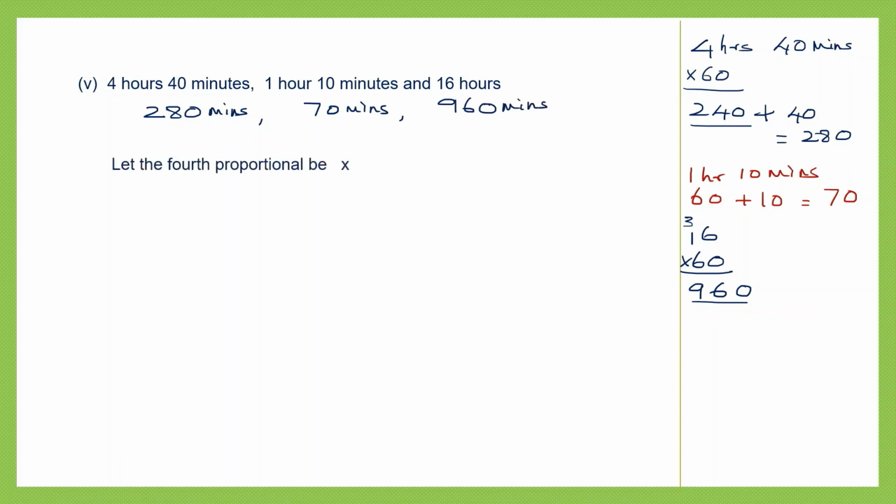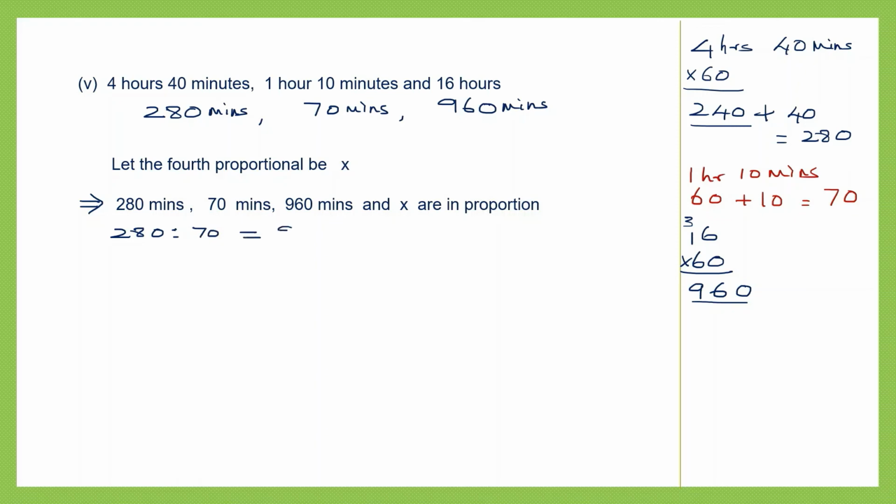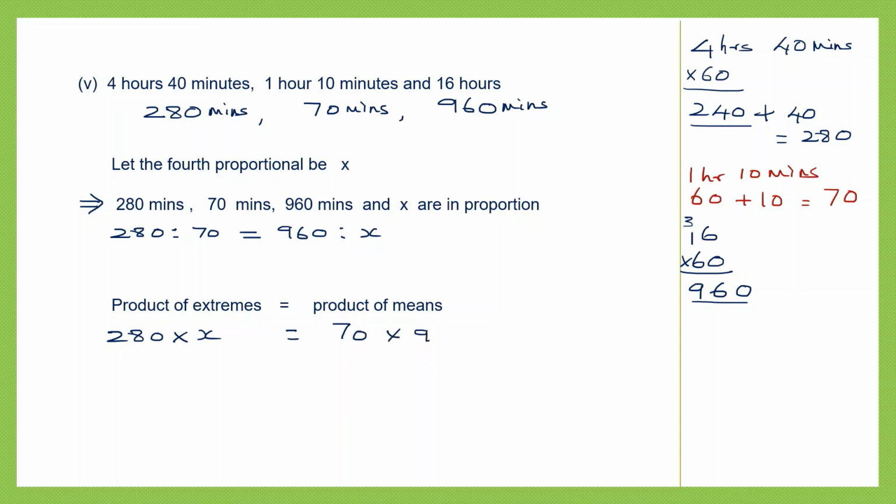Now let the fourth proportional be x. That implies that 280 minutes, 70 minutes, 960 minutes and x are in proportion. That means the first two terms form the first ratio and they should be equal to the next two terms. 960 is to x. Now, product of extremes is equal to product of means. So now we need to multiply the extremes, which are 280 into x, and this should be equal to 70 into 960.